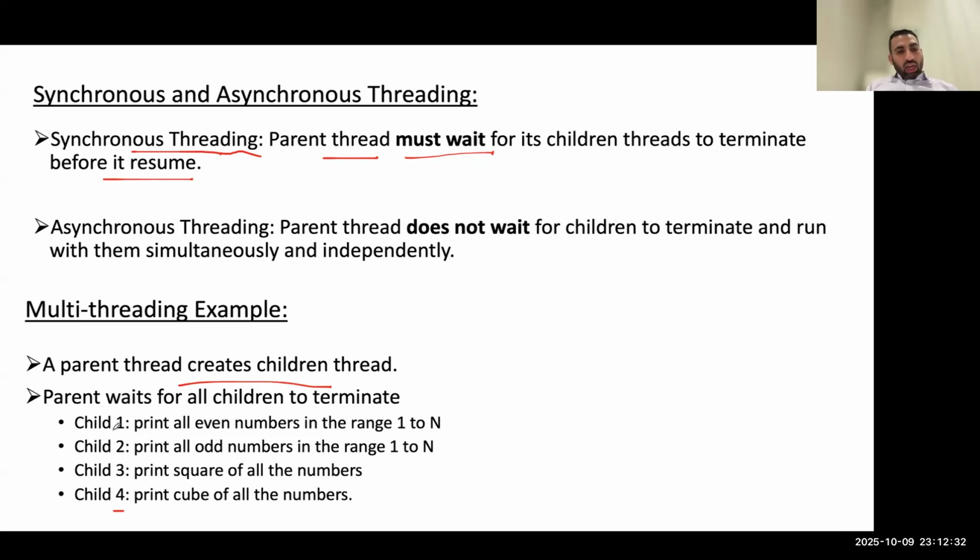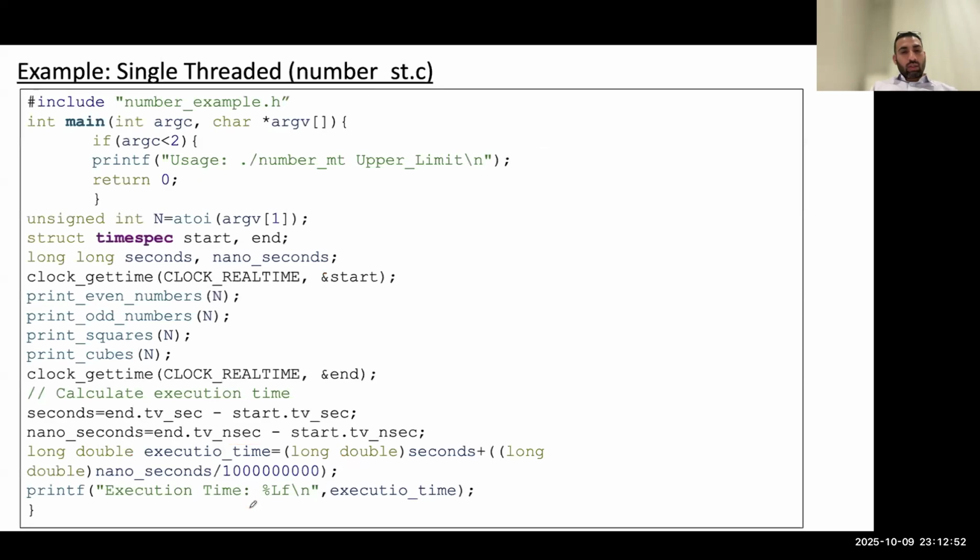So child 1 prints all even numbers in the range 1 to n. You give it the parameter n, and it will print all the even numbers between 1 and n. Child 2 will print all the odd numbers in the range 1 to n, child 3 will print the square of all the numbers from 1 to n, and child 4 will print the cube of all the numbers, right?